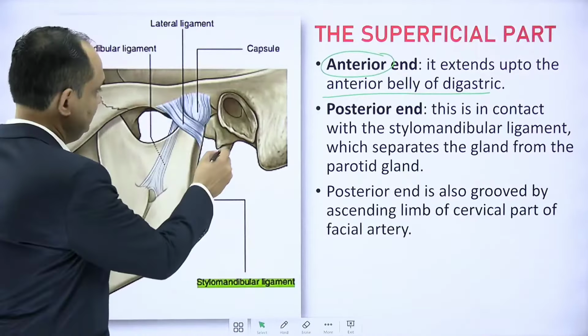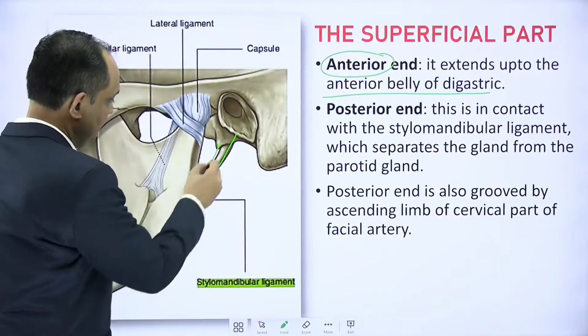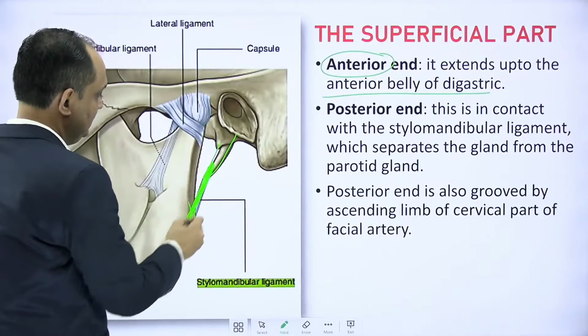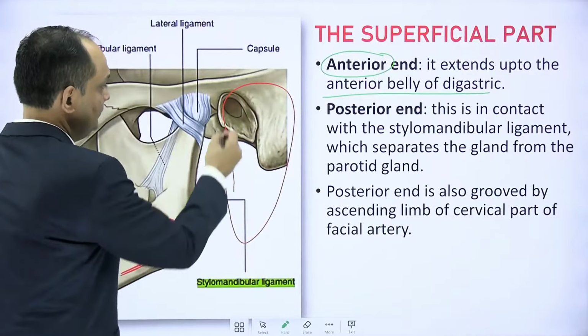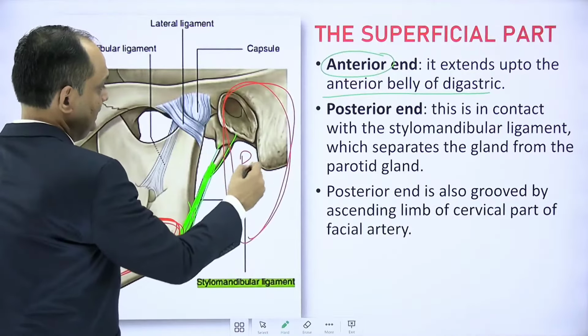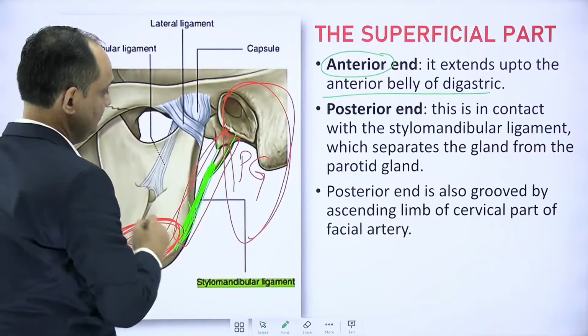known as the stylomandibular ligament. So this is the styloid process, and this is the angle of mandible. Between them you have the stylomandibular ligament. Anterior to the stylomandibular ligament you have a gland, the submandibular gland, and posteriorly you also have a gland. So this is the parotid gland, this is the submandibular gland. This gland is separated from the parotid by the stylomandibular ligament.